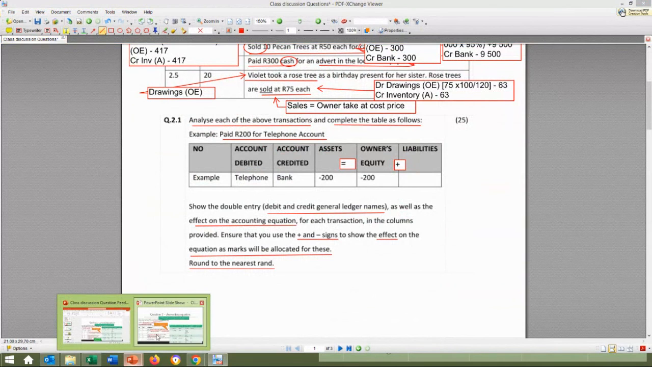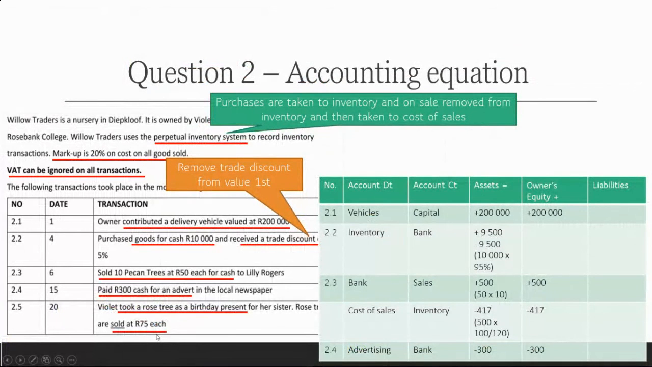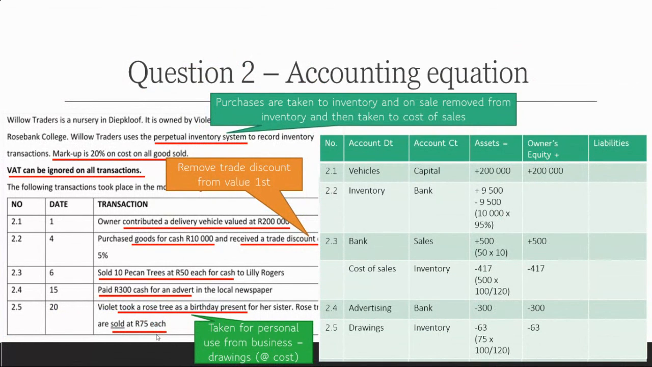Let's quickly see then, if we do the last entry on here, what it would look like. It would look as follows. You would debit your drawings account, you would credit your inventory, so your asset column would be a negative 63 Rand and your owner's equity would be a negative. Now, if I look at my accounting equation, the debit side, or the assets, equals the owner's equity, so I know I've actually balanced it. So this is how you would do question 2.